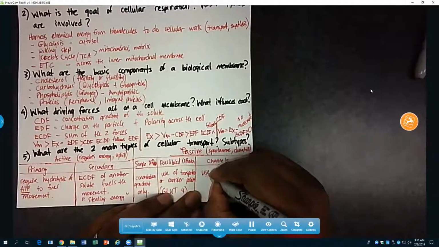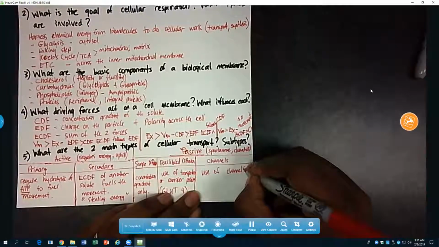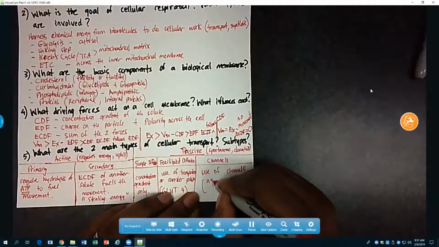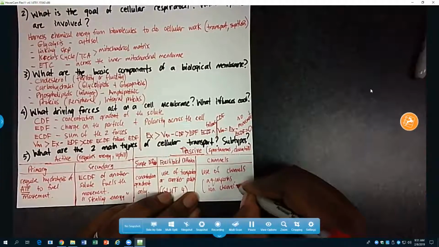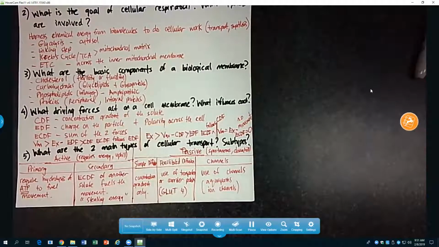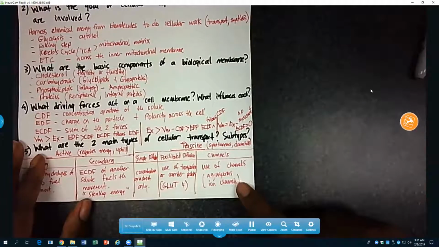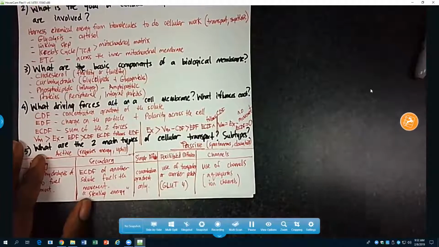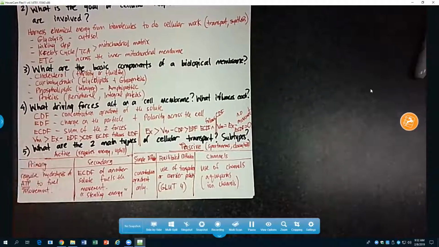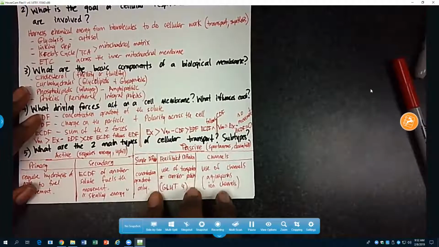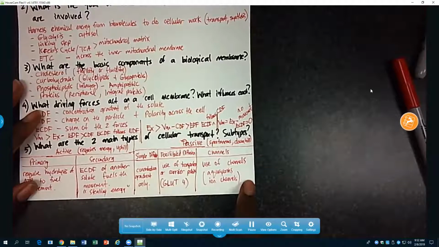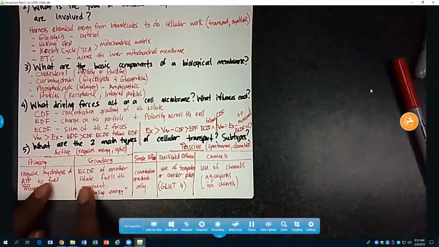And then finally, movement through channels was pretty much self-explanatory, right? The use of channels. And we spoke about some examples of those. They were the aquaporins, as well as some ion channels. And there are many different types of channels, leak channels, gated channels, and things like that, right? But the important thing here is that we have a channel or a pore or a passageway that is embedded in the membrane where certain molecules or water can move from side to side, okay? And again, these three are dependent on the concentration gradient. These are going with the concentration gradient, whereas these two are going against the concentration gradient.